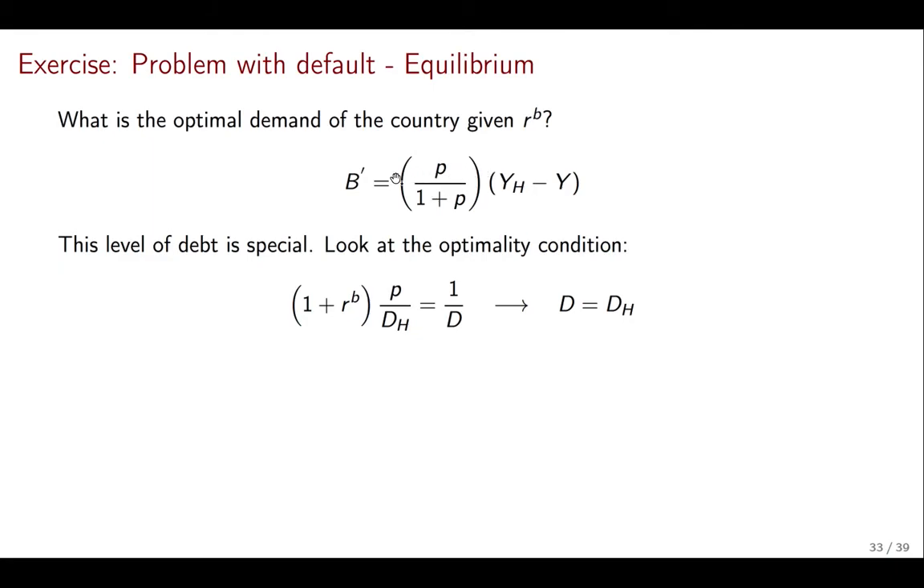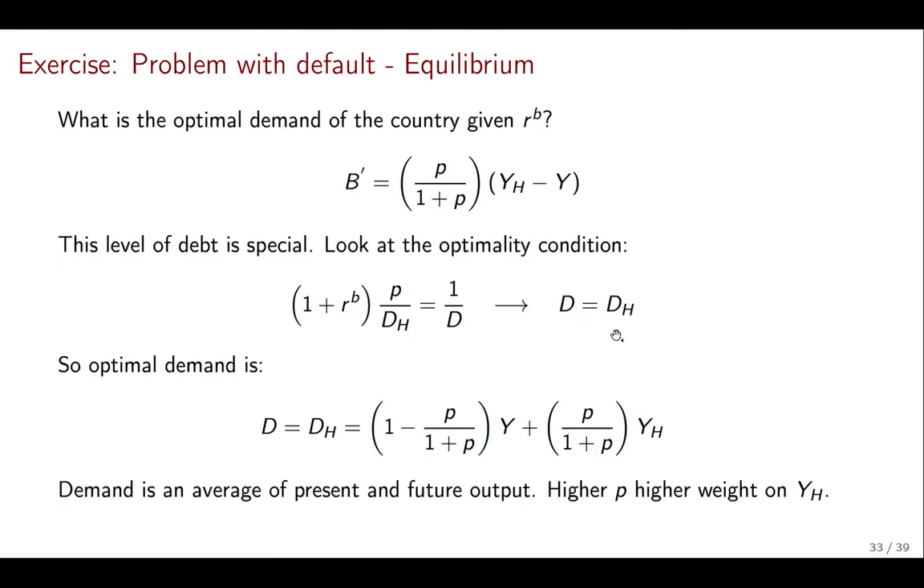That is achieved by having the debt be this specific fraction of the additional output that the country gets. Now we can use this and our solution for B to find exactly what demand is going to be in this case. The solution is also nice. We see that demand, both in the present and in the future, is going to be an average of current output and future output. This is what we call consumption smoothing. Basically, what we're doing is averaging the two outputs to get consumption to be the same across the two periods. We can also see that the higher P is, the higher the weight is on the output being high.